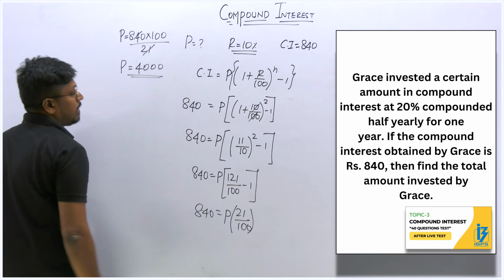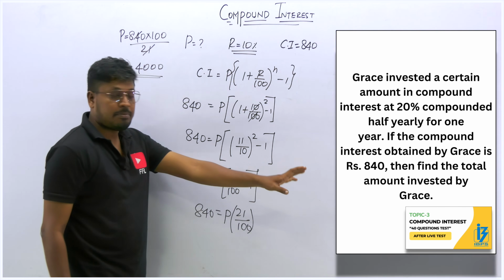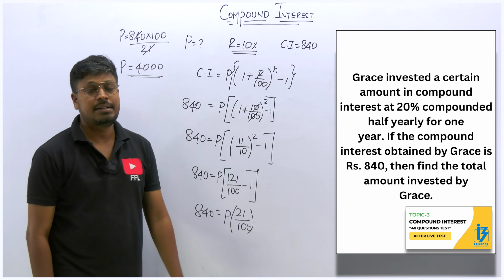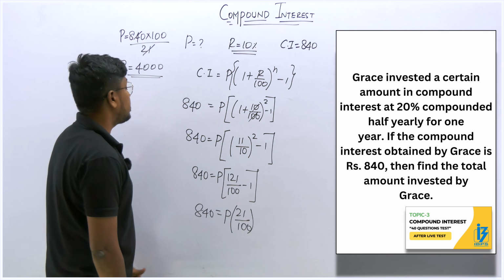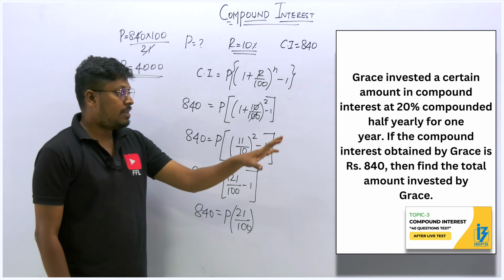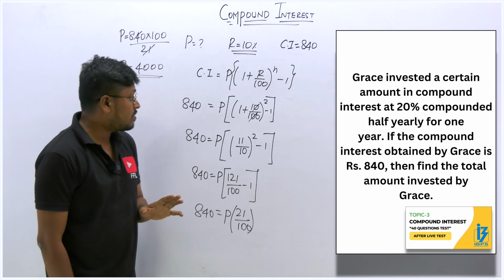That means the principal. So our target is to find the amount that was invested by Grace. So we can say that the amount which was invested by Grace will be 4000, which will be the answer for this question. So friends, understood or not, right?